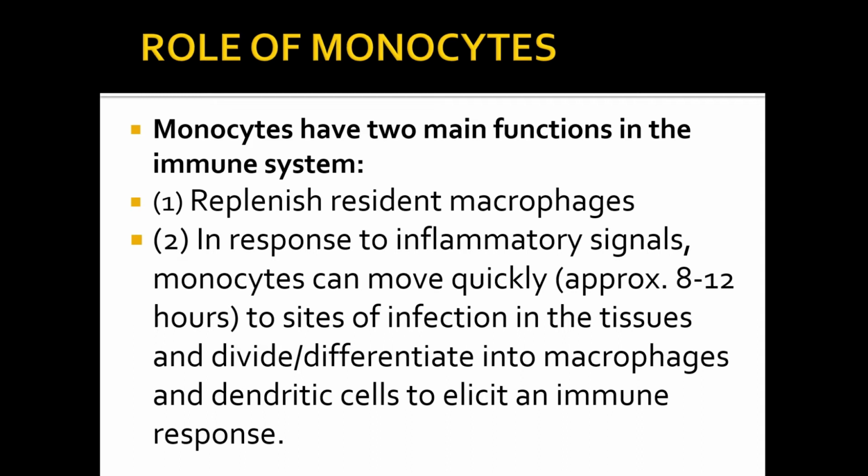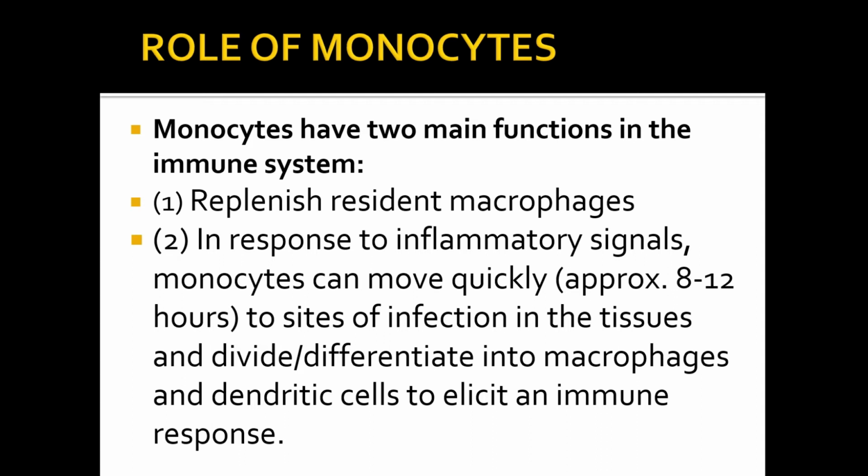Now, monocytes. Monocytes are, of course, another type of cells. Monocytes have two main functions in the immune system. First of all, they replenish, or you can say they fill up, the resident macrophages. For example, macrophages are used up during an anti-inflammation process. So we need more and more macrophages, and this is done by monocytes.